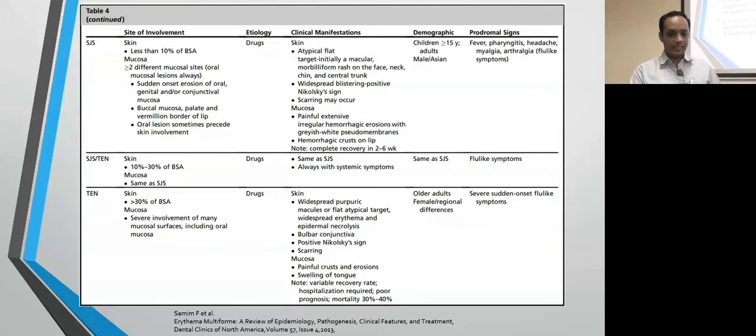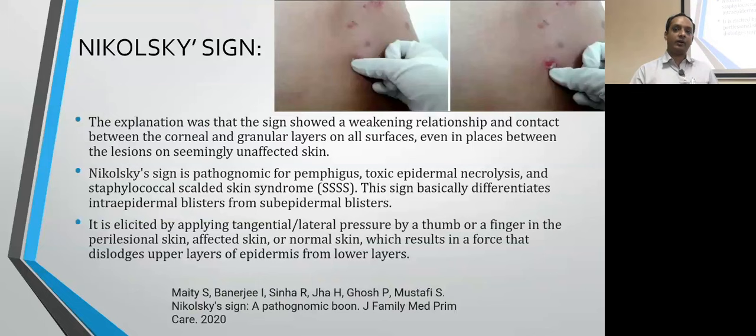So coming to the Nikolsky sign, the explanation. What the Nikolsky sign is, applying lateral pressure to a bullous lesion will cause the skin to just peel off. This happens in intraepidermal lesions. So between the spinous and granulosum layer, if the fluid collects, then the bulla itself is a very thin-walled blister because the fluid is collected within the epidermis. So you just give lateral pressure, it just peels off.